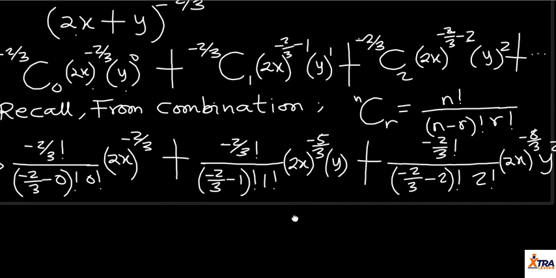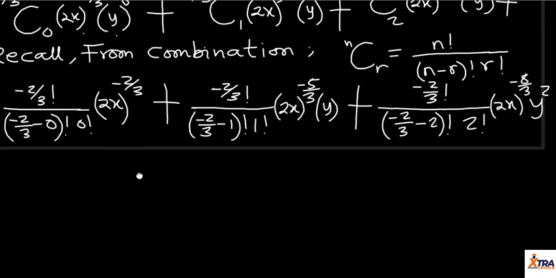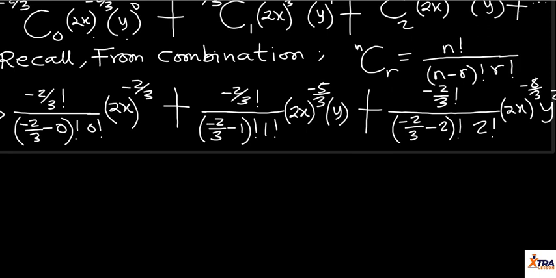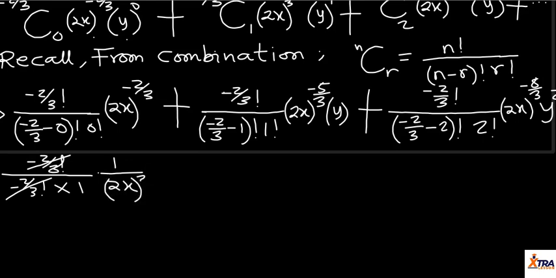So from here, we can now start breaking this down. If we want to break this down, this will give us minus 2 over 3 factorial over minus 2 over 3 factorial, then times 1. This will definitely cancel this out, and then we'll be left with 2x raised to the power minus 2 over 3, which is the same thing as 1 over 2x raised to the power 2 over 3. From our negative index law, we can remember that from indices.